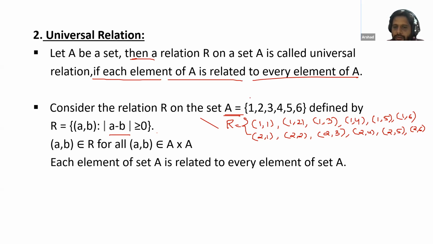So we can see here, if we take 1, then 1 will be related with all the elements. If we take 2, 2 will be related with all the elements. Similarly 3, 1 and so on, then 4, 1 and so on, then 5, 1 and so on, 6, 1 and so on. So this is the universal relation. What is a universal relation? Where each element of set A is related to every element of A. Is this clear first?